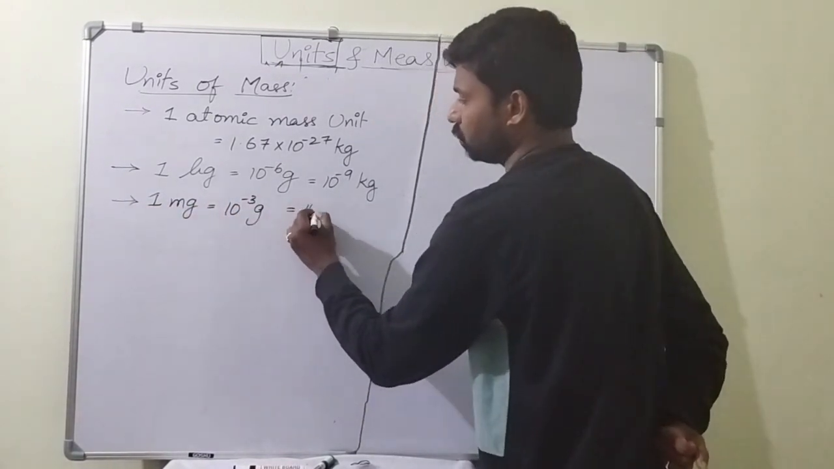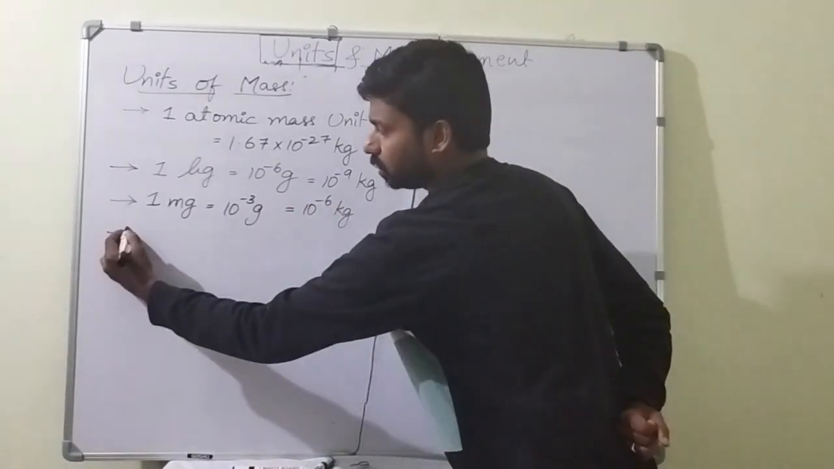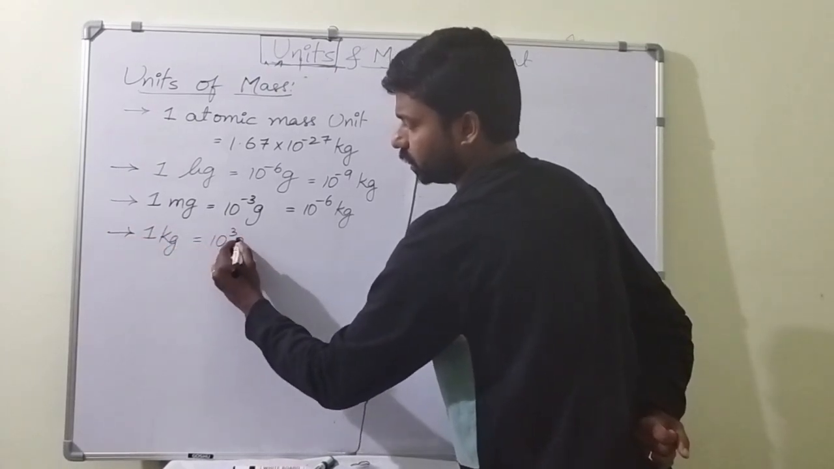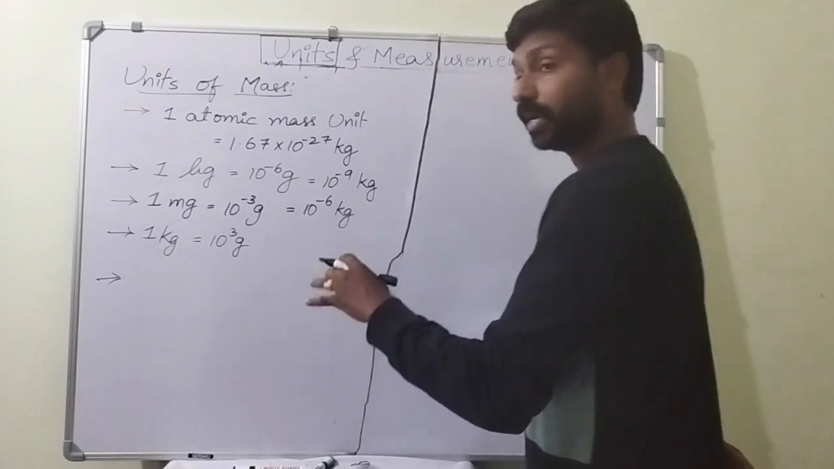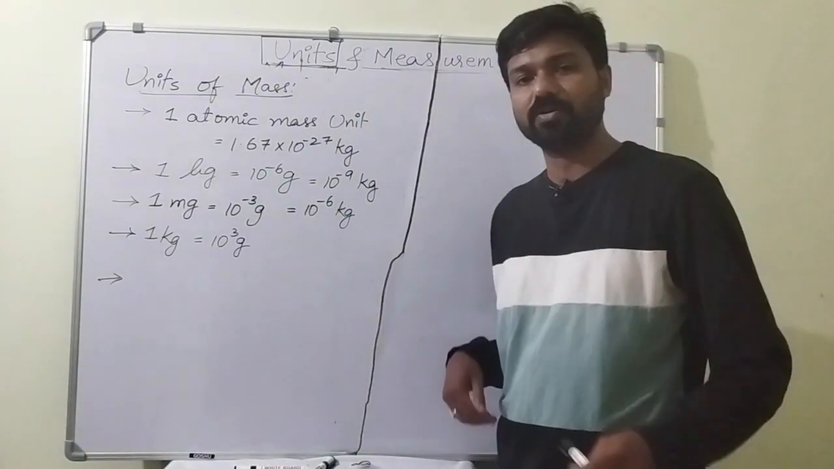Yeah, obviously it will be equal to 10 to the power of minus 6 kg. Next, 1 kilogram, you know it, is 10 to the power of 3 gram. Then greater units other than kilogram. Okay, what is a greater unit than kilogram?